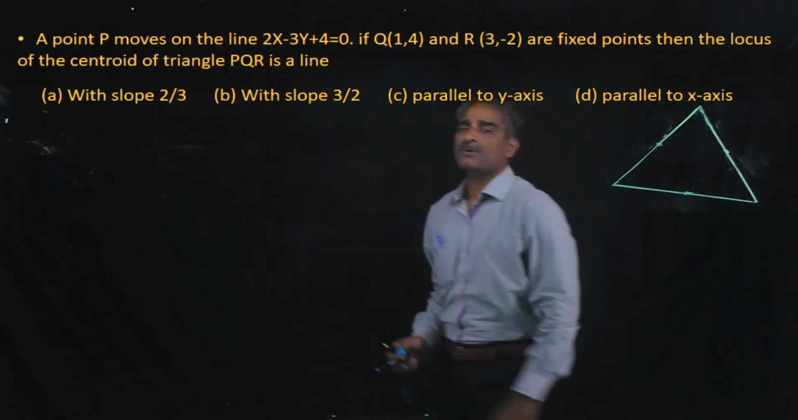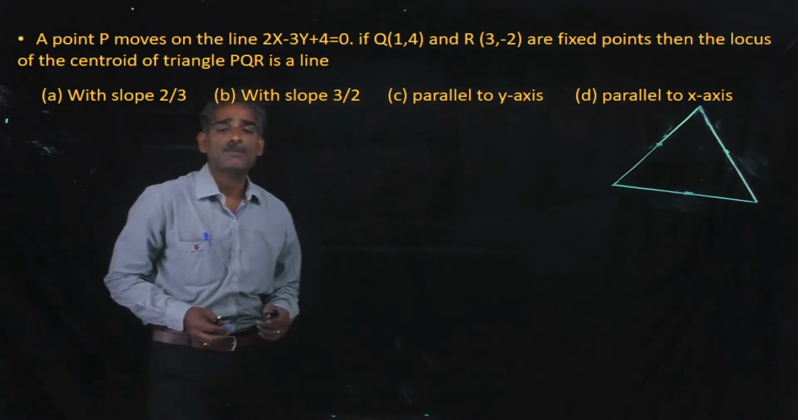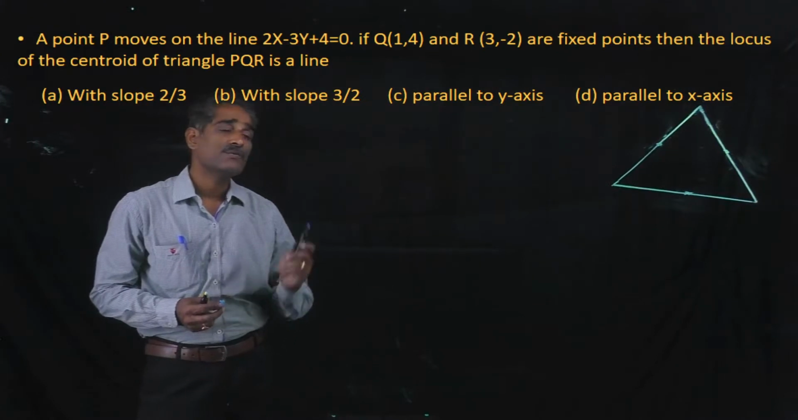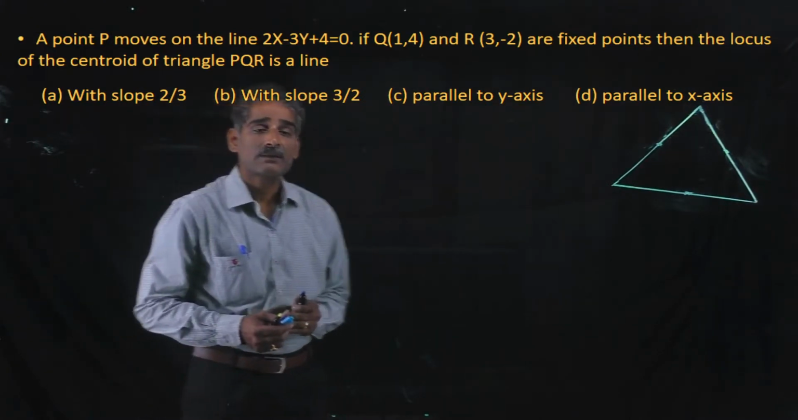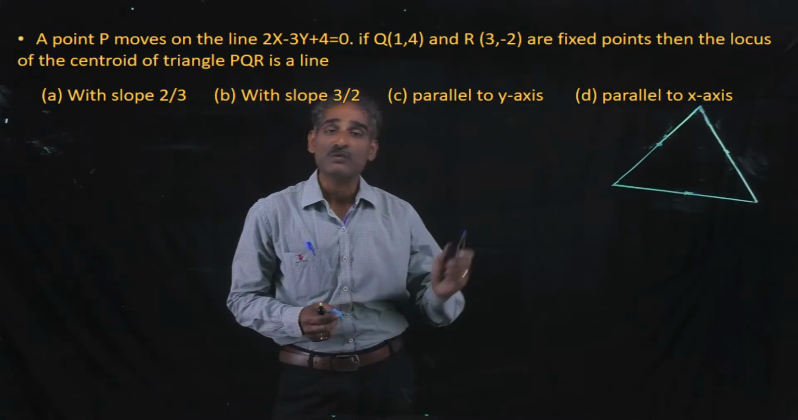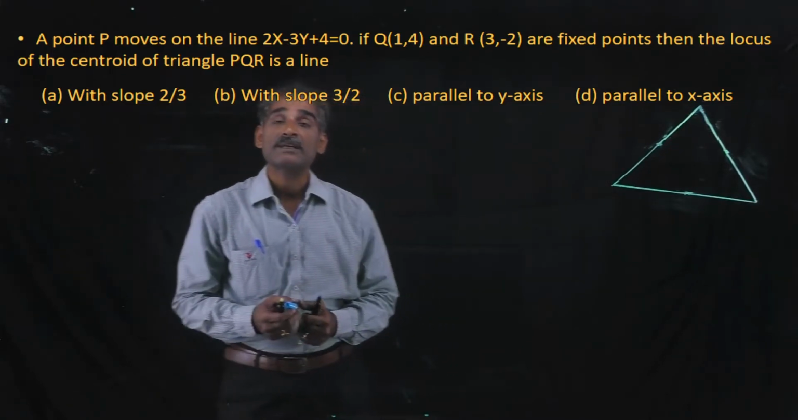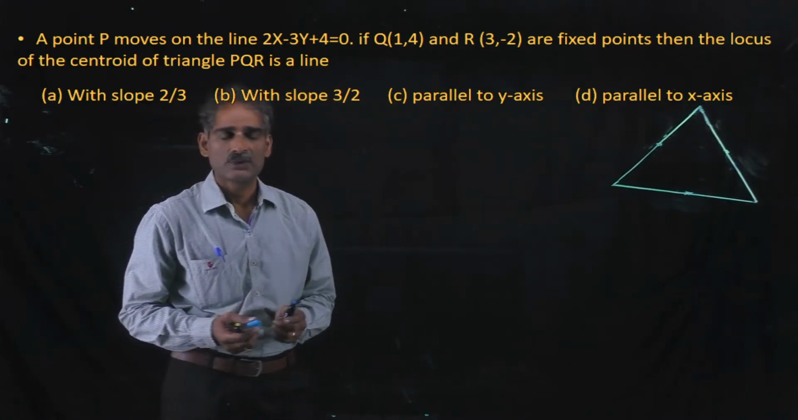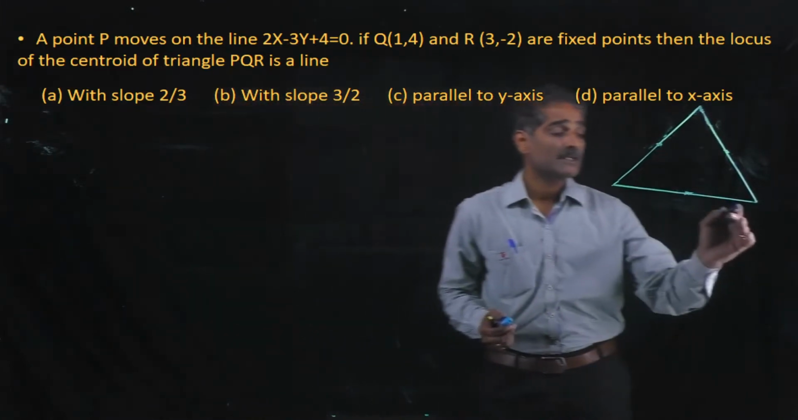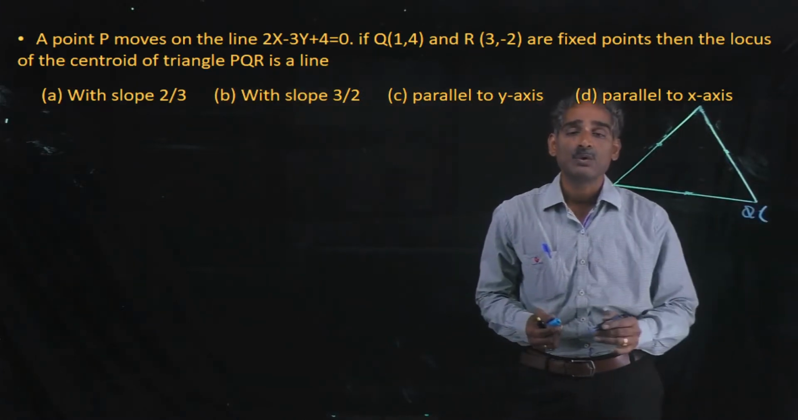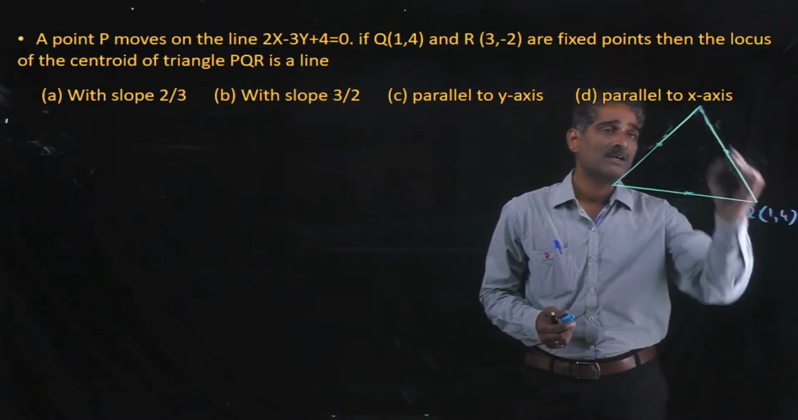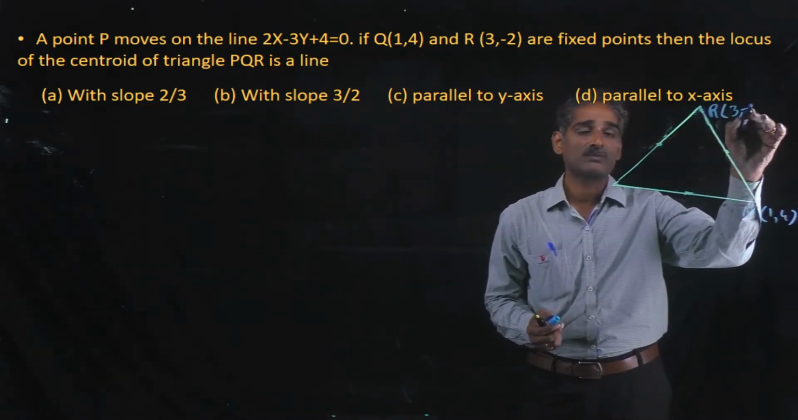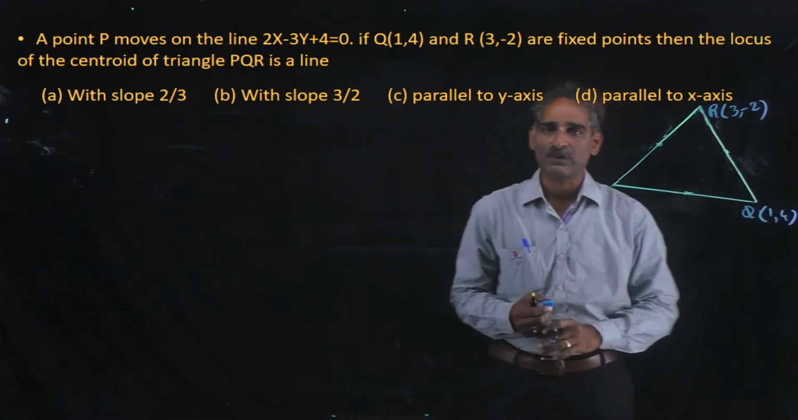Okay, right. See this problem. A point P moves on the line 2x minus 3y plus 4 equal to 0. If Q 1, 4 and R 3, minus 2 are the 2 fixed points, the locus of the centroid of the triangle PQR is dash. So let us assume this is the point Q, 1, 4, and let this be R, equal to 3, minus 2. These are the 2 fixed points.